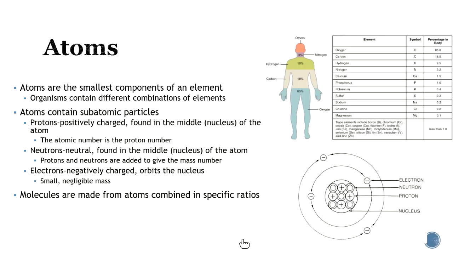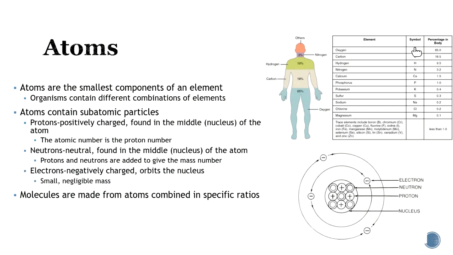So let's break it down to the very smallest components. And if you remember the hierarchy, we started at the atom. Atoms are the smallest components of an element, and we're going to talk about the different components in a second. But depending on the type of organism you are, you're going to contain different combinations. This is a different chart showing you the different combinations that make up you. You can see that a lot of you is composed of oxygen.